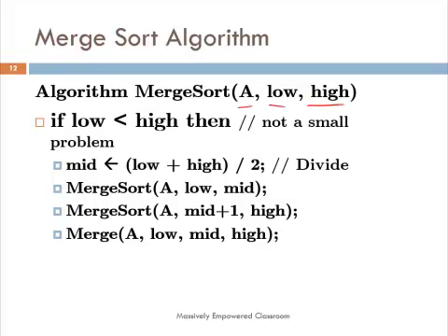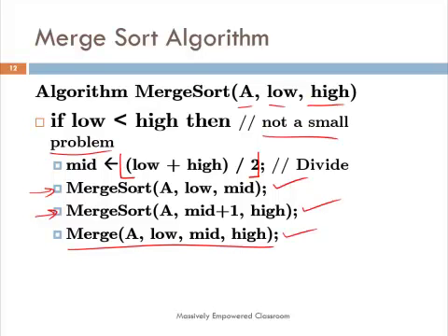If it is not a small problem, you compute the midpoint, where, as always, we take the floor in case that's not an even number. So you do low plus high by 2, floor. That is the midpoint. Sort the first part, sort the second part, and merge them. So a recursive call to merge sort to sort from low to mid, a recursive call to merge sort from mid plus 1 to high, and then we merge the 2 parts.